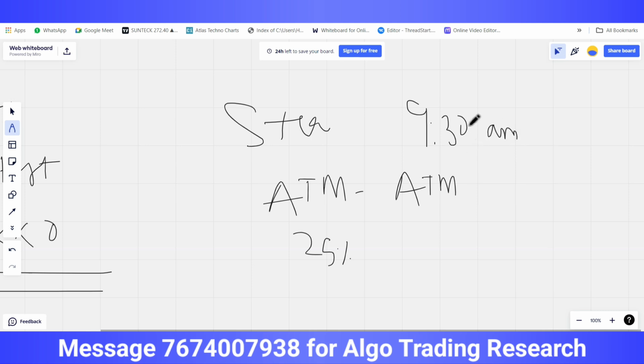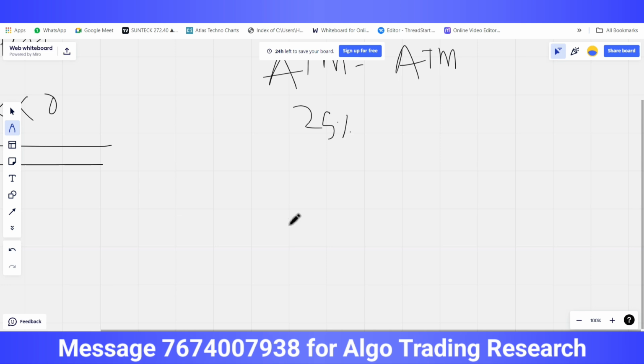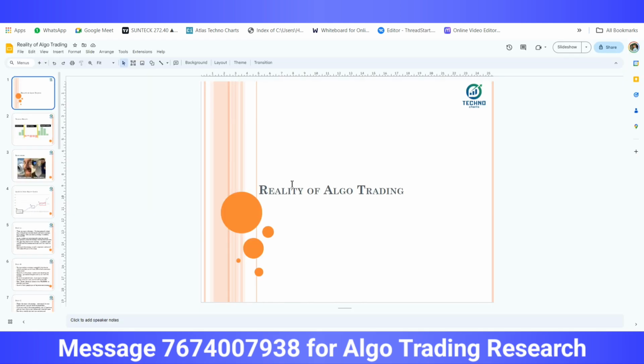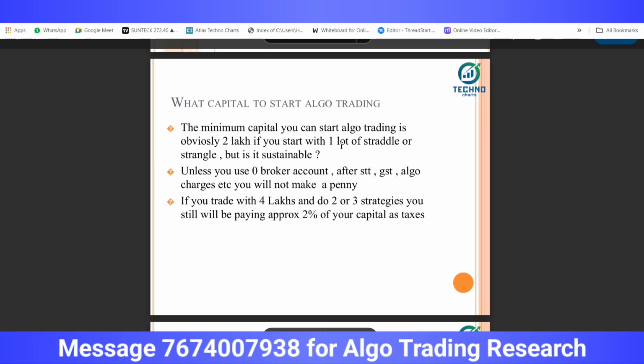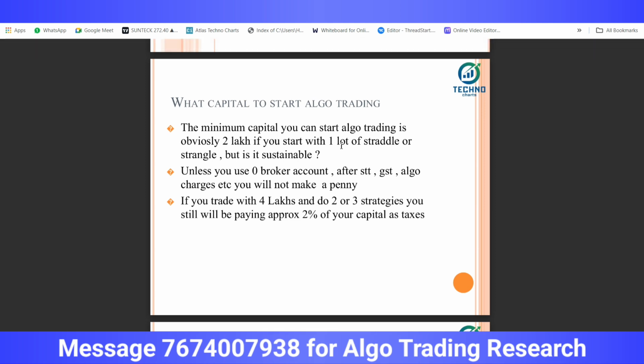So if you want to automate this logic, this is the basic meaning of algo trading, where you are connecting your broker via an API to the algo trading platform, which will help you automate these strategies. Now इसके अंदर option buying की strategies हो सकती है, option selling की strategies हो सकती है. Now how do you start, or what is the basic capital that you require to start algo trading?